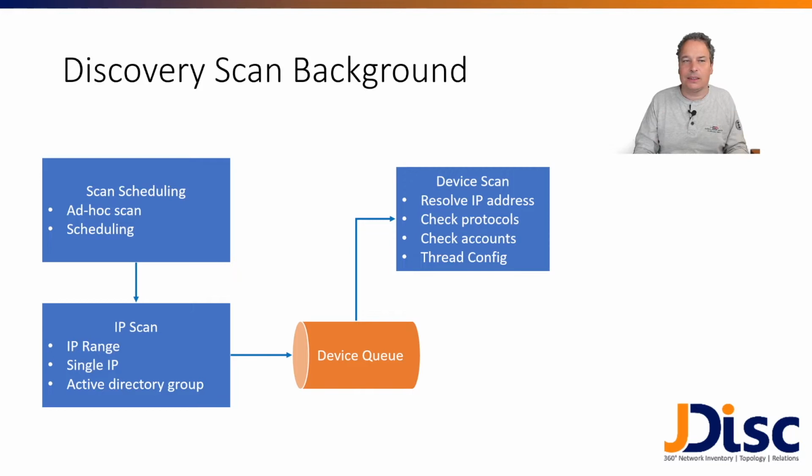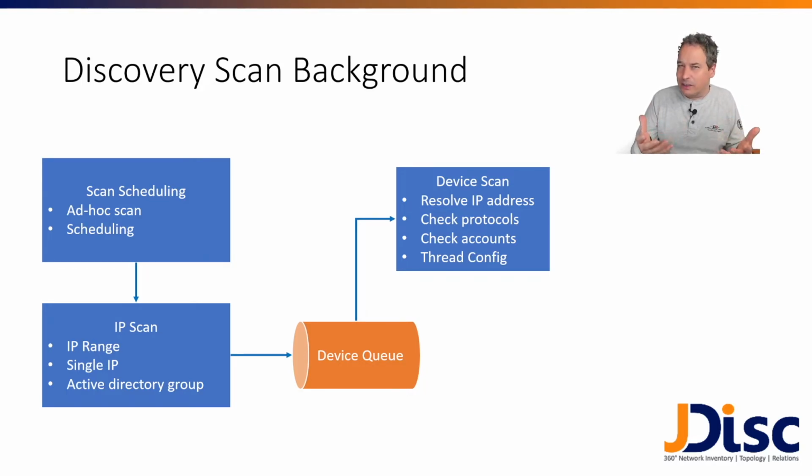So the device scan. This device scan will try to resolve the IP address because there might be a host name behind it that can be reached. It will check which protocols this device is supporting and try to get information using these various protocols. It will check accounts that you have configured, either directly on a device, on a group, on a directory, or using the password manager that we introduced in one of the previous videos.